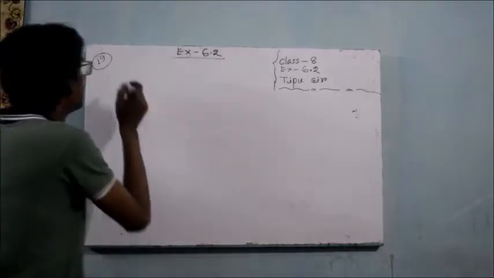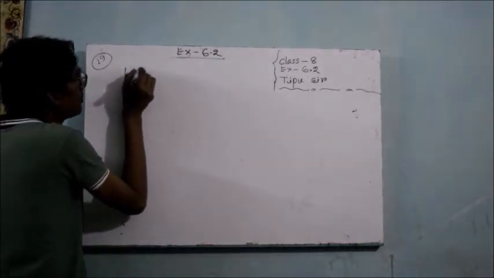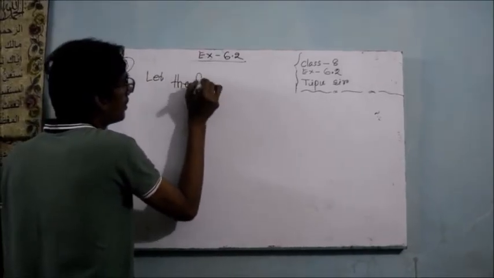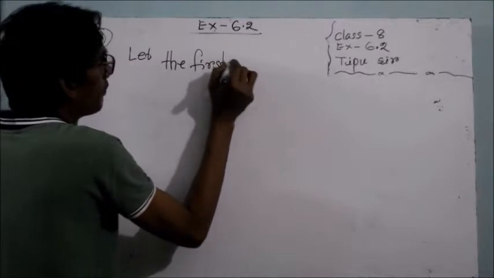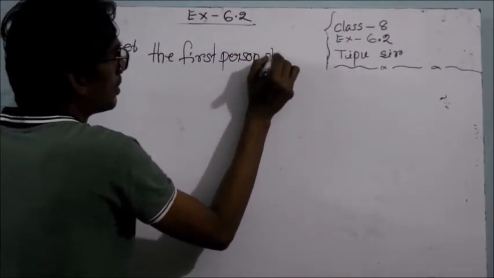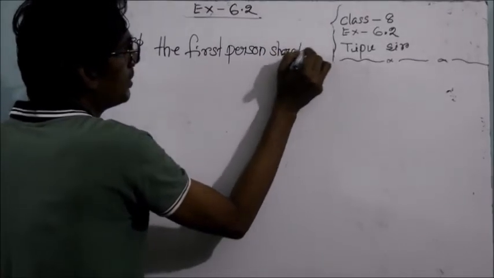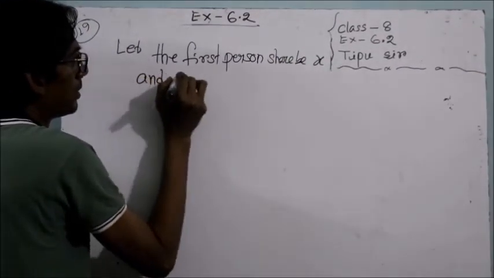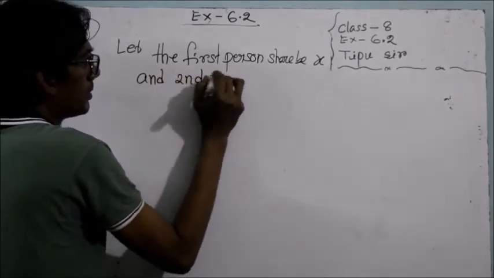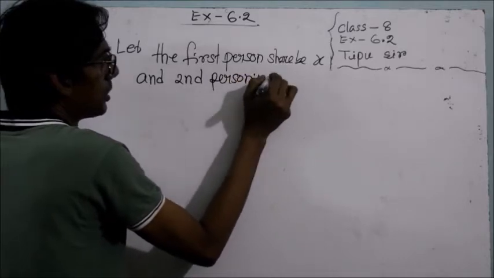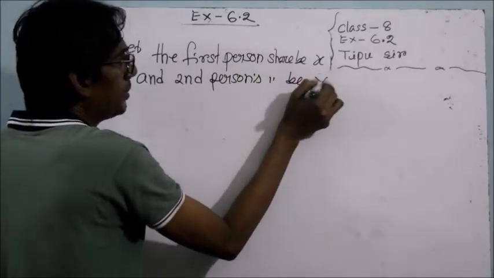Since we don't know, we have to decide on the two variables. So let us assume the first person's share be x and second person's share be y taka.